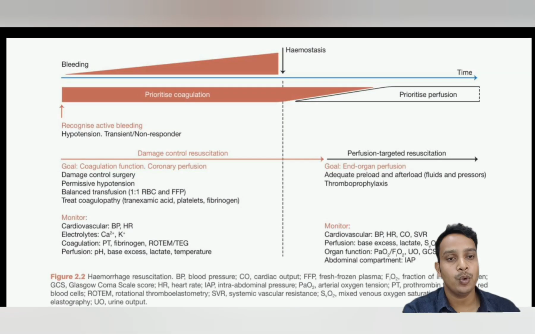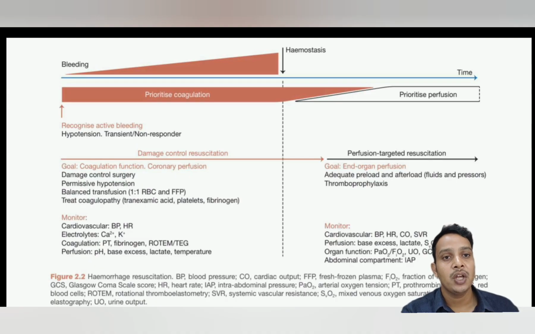If the patient is showing improvement in the vital parameters, then categorize the patient as responders, transient responders, or non-responders. Based on that, you have to categorize the patient. And what is the goal of this damage control resuscitation? The goal is to prioritize coagulation function first and coronary perfusion second. So for damage control surgery, do as much as required initially.